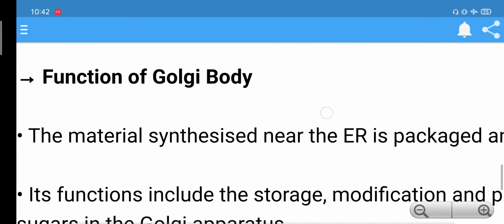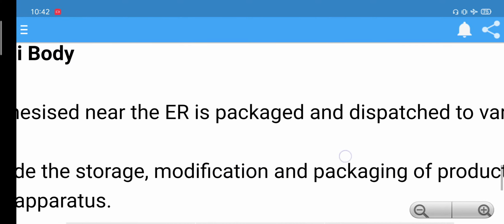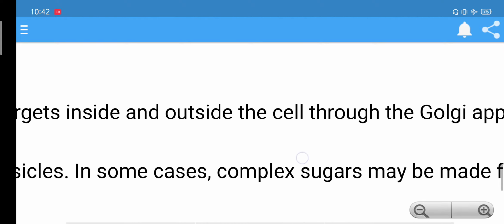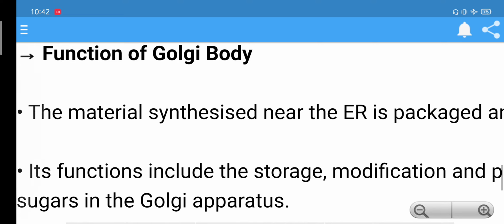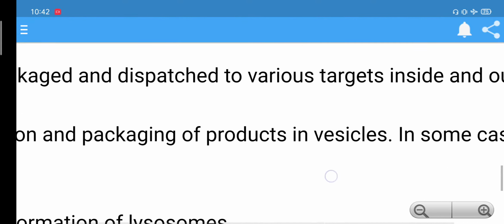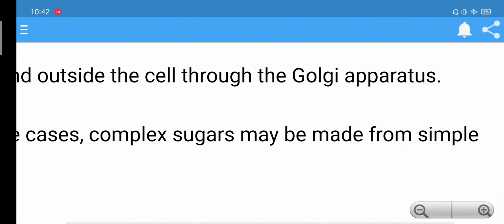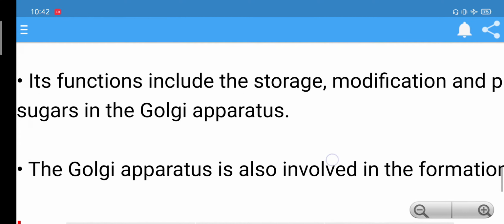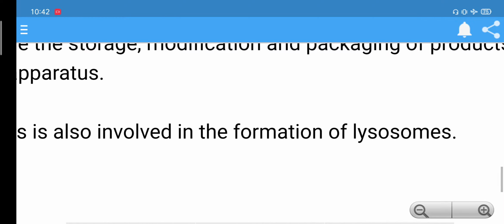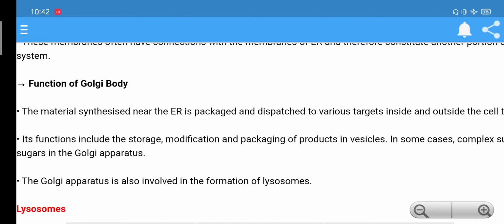Next is the function of the Golgi apparatus. Any material synthesized near the endoplasmic reticulum is packed and dispatched to its target by the Golgi apparatus. Its functions include storage, modification and packaging of products in vesicles. In some cases, complex sugar may be made from simple sugar in the Golgi apparatus. The Golgi apparatus is also involved in the formation of lysosomes.